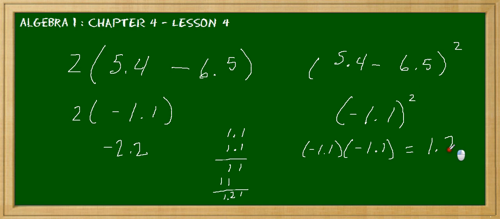1.21. Now we have a negative times a negative, which means our answer is going to be positive, and we're told to round to the nearest tenth. So being that this is a 1 in the hundredths place, I know that the answer then is 1.2. So that will be our answer. Okay, so just be careful when you're doing math. Don't jump to conclusions. Do your math.